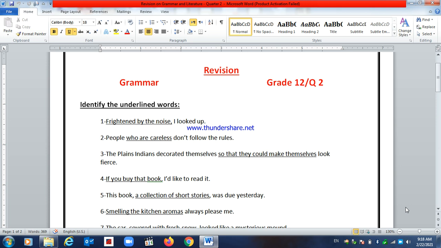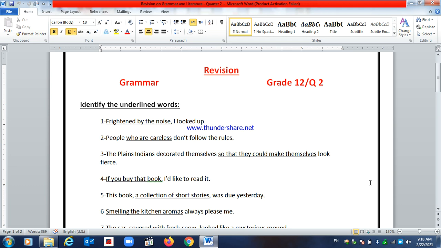Frightened by the noise. So is it a phrase or a clause? Of course it's a phrase, because frightened is not a verb, it's a participle. So the participle is not a verb. We mentioned that it's a phrase. What kind of phrase? Participle phrase. So number 1, the answer will be participle phrase. Then let's move to number 2.